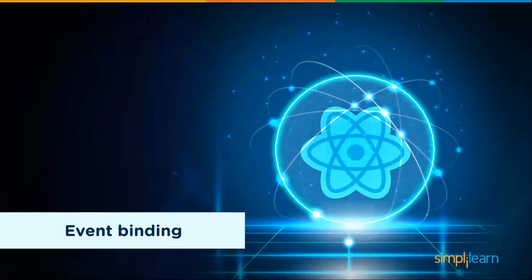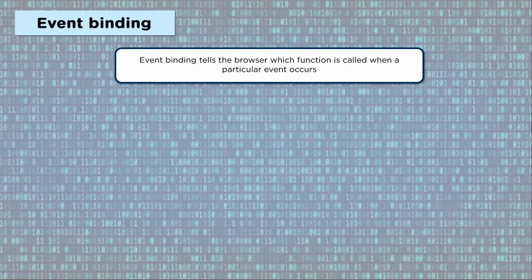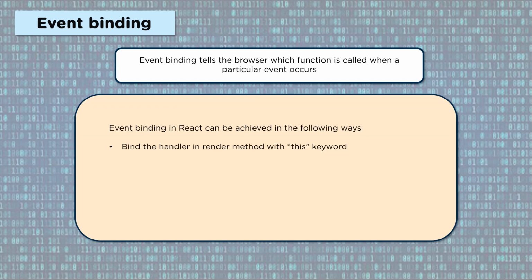Now it's time to understand event binding. So along with the notifications that you subscribe to so that you would come to know where users have clicked or what interaction has happened in your component, you may also want to send data or information along with this event. So event binding tells the browser which function is called when a particular event occurs and what kind of data you would want to send across.